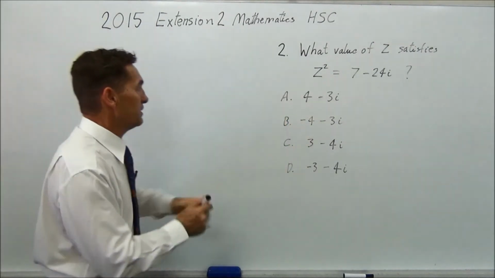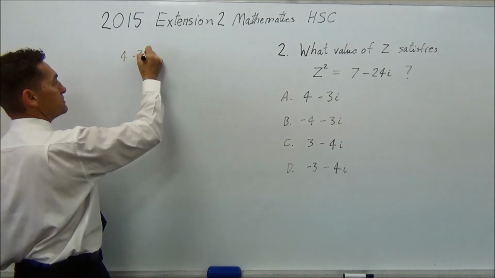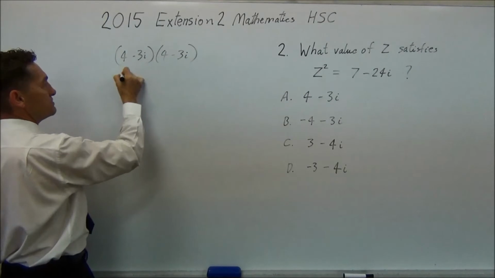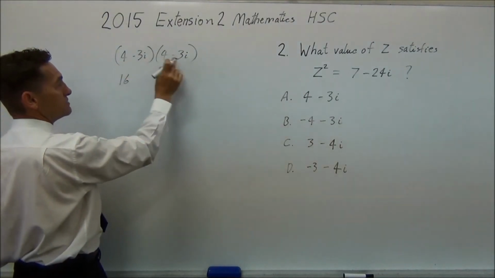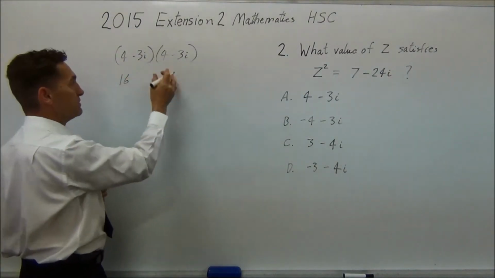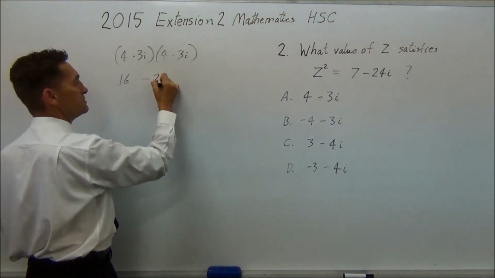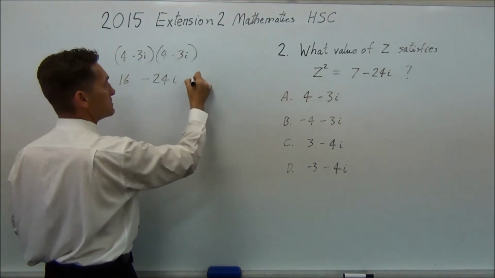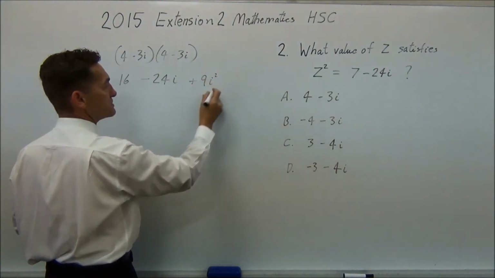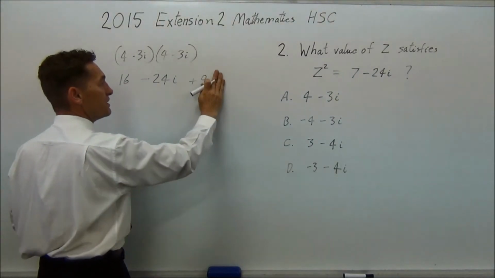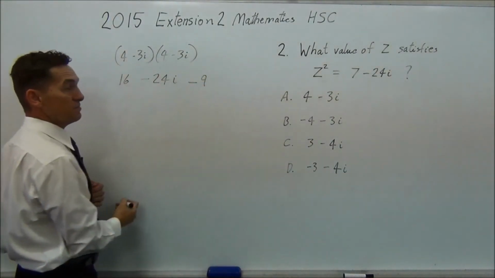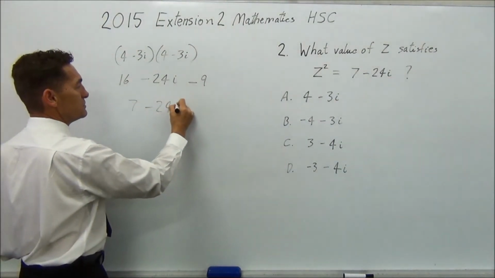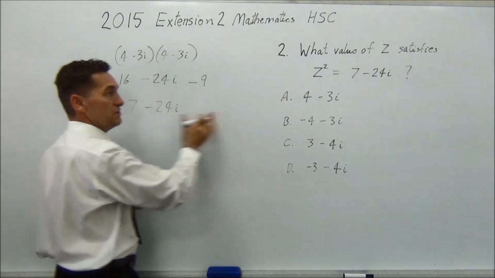So let's do that. If you're going to go 4 minus 3i multiplied by 4 minus 3i, 4 times 4 is 16. 4 times minus 3 is minus 12. We're not going to double that because we get it twice, so we're going to get minus 24i. Minus times a minus is a plus, so we're going to get plus 9i squared. I squared is minus 1, so that is going to turn into a minus. 16 minus 9 is 7 minus 24i. And yes, you've immediately got your answer.